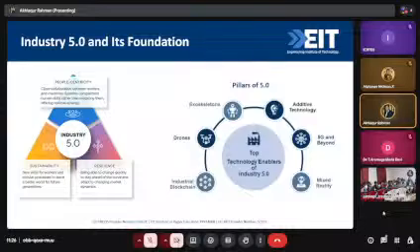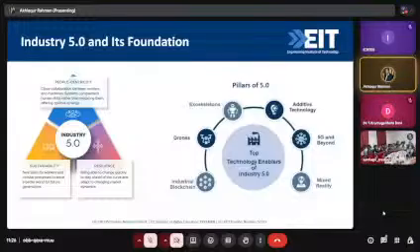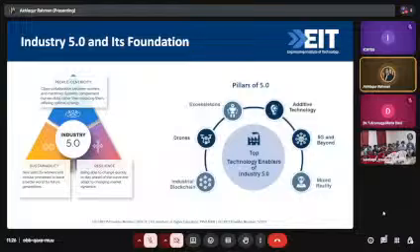Where in Industry 4.0, data science was helping with predictive maintenance and process optimization, here data science will help with human and AI collaboration. So AI analyzes data while humans make decisions. For example, data analytics will help companies produce more customized products in real time. Sustainability optimization: for example, data science will analyze energy usage, carbon emission, resource consumption.